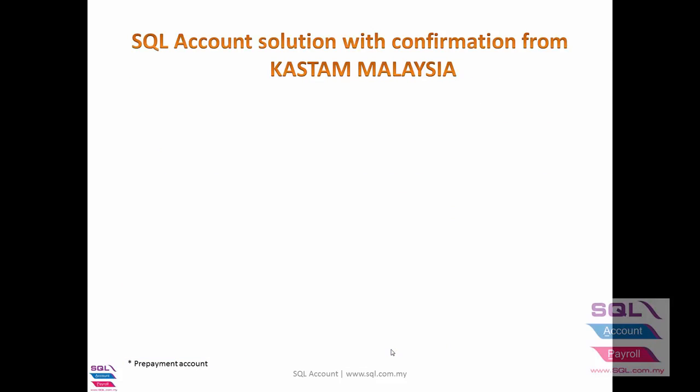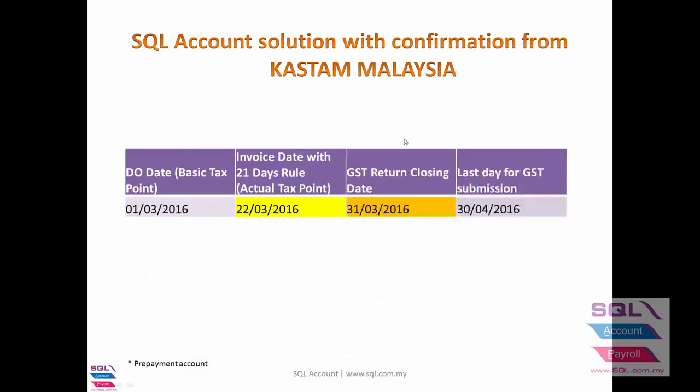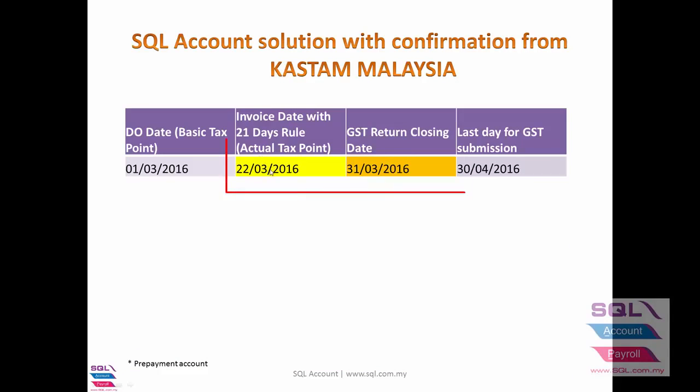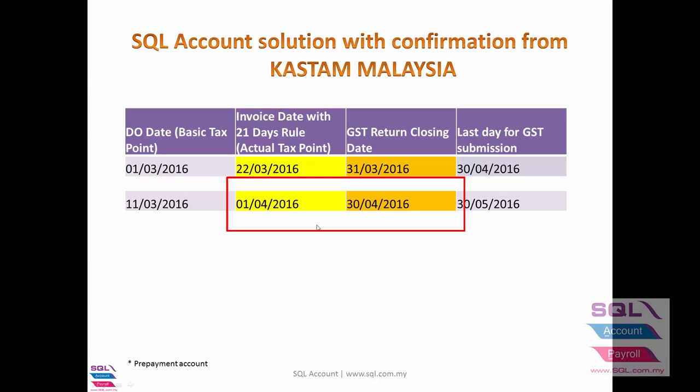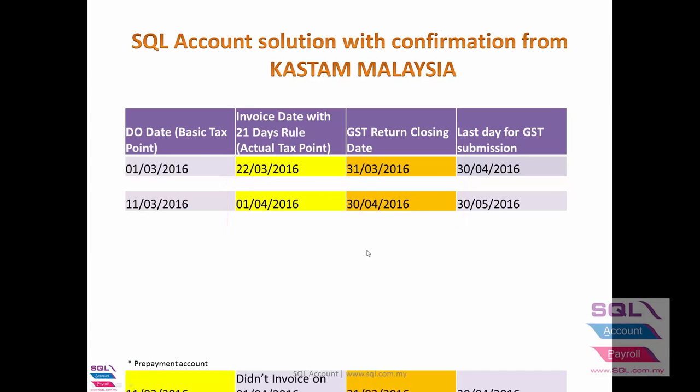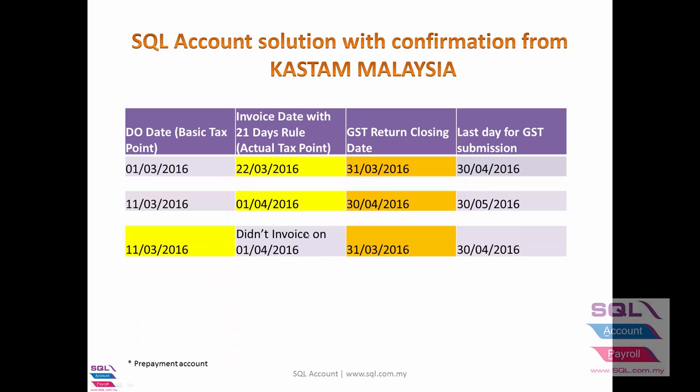SQL account solution will comply to customs in these rules as well. Again, invoice in March, GST return in March, invoice in April, GST return in April, but no invoice in April, then refer to the DO, and therefore DO in March, GST return in March.